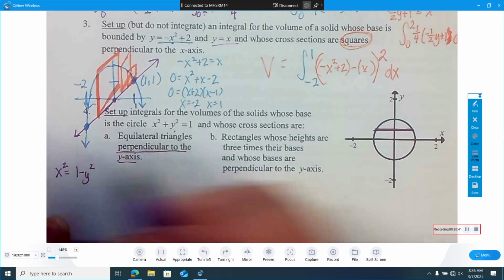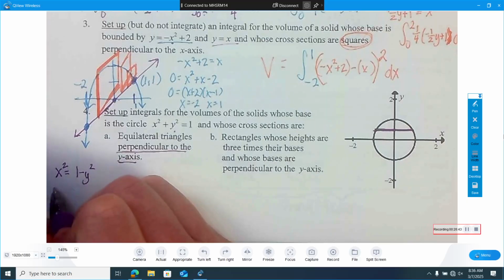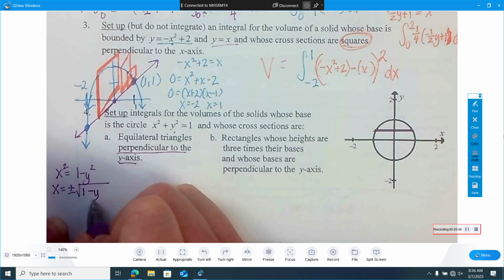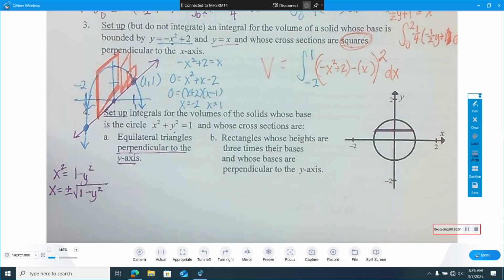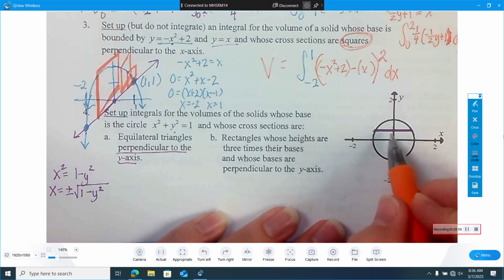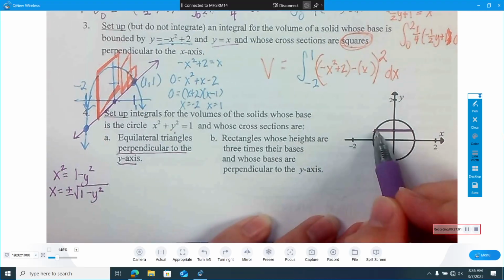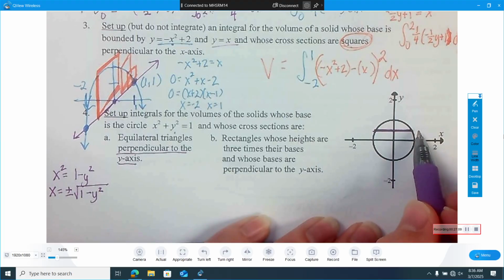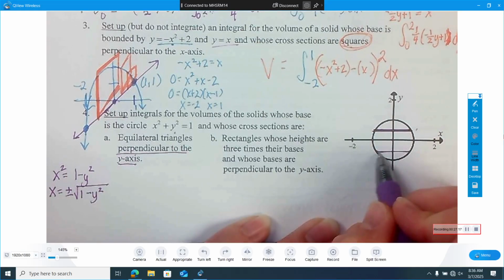And then, of course, this is not a function as it's written, so I have to take a square root. We get plus or minus the square root of 1 minus y squared. Well, what's going on here? If we want to find the volume of equilateral triangles, I have to get this distance. So how do we find this distance horizontally? We got to use the equation. We got to do right curve minus left curve, if you will. Right side minus left side.